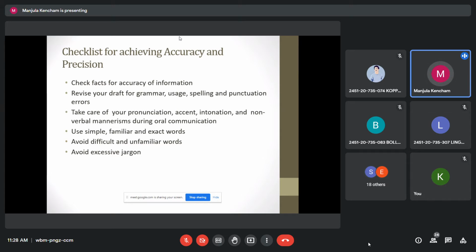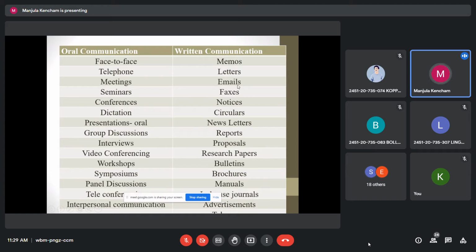Am I going by all these features? Do I meet all these parameters in my writing? Put a tick against each and everything. Then your document is well prepared. Then we also have examples for oral communication and written communication.